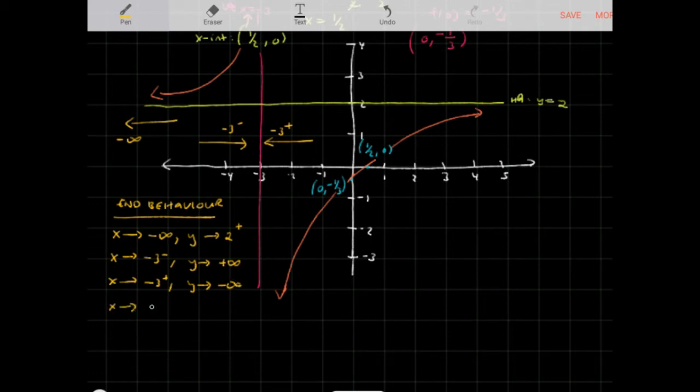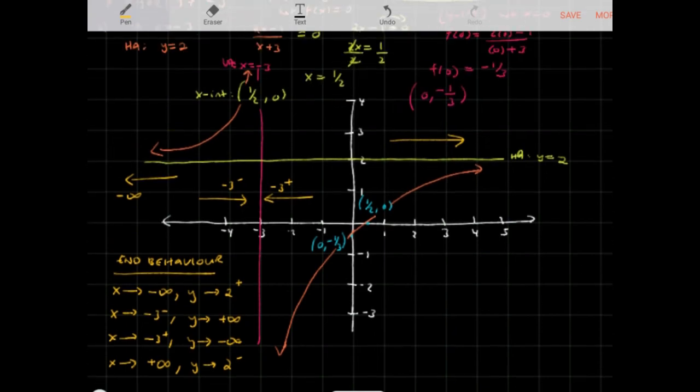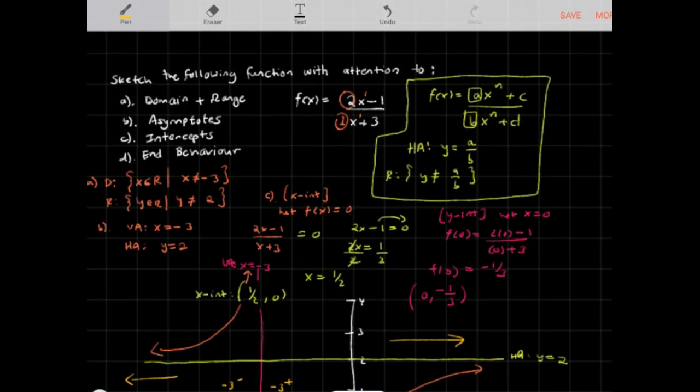Okay, and the last step here, as x approaches positive infinity, so as I go this way on the trace, y gets closer and closer to the horizontal asymptote, and in this case, it's approaching 2 from below. So that's the idea, really. This is the end behavior of our rational function. So this is basically some of the characteristics in terms of sketching these rational functions.